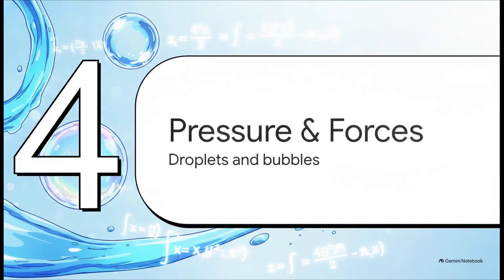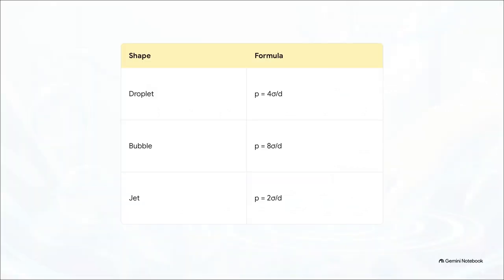All right, Section 4, Calculating Pressure and Forces, Mathematical Formulas for Droplets, Bubbles, and Jets. Surface tension, which we represent with the Greek letter sigma, creates a pressure difference based on curvature, and the math changes depending on the shape. Let's compare them. For a solid, spherical liquid droplet, the internal pressure P equals 4 times sigma over the diameter d.